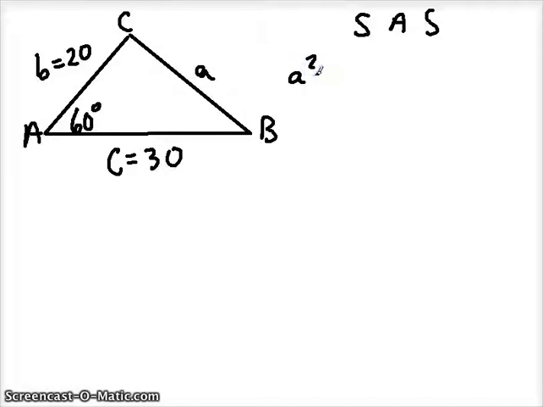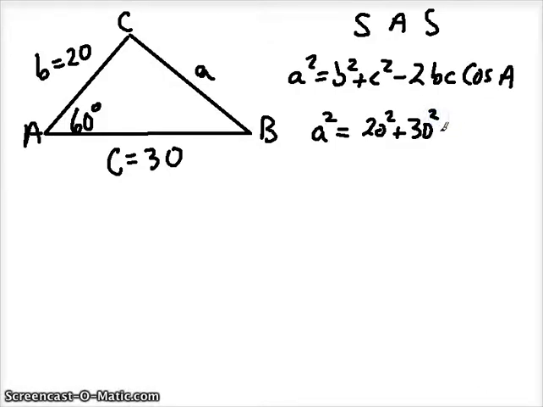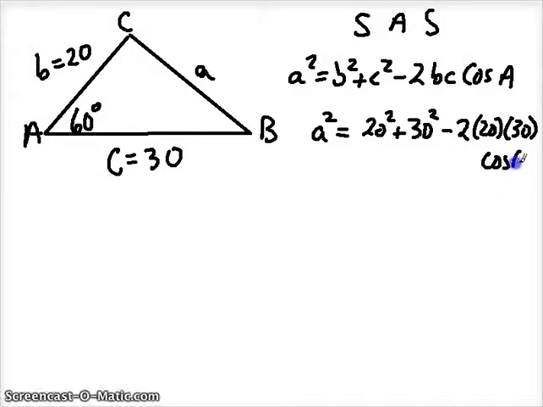It's a squared equals b squared plus c squared minus 2bc times the cosine of A. So we're going to substitute into our equation what we know and solve for what we don't know. We know that b is 20, we're going to square that. We know c is 30, we're going to square that. And we're going to subtract 2 times 20 times 30, and multiply by the cosine of 60 degrees. Couldn't fit it there, but it should all be one line.